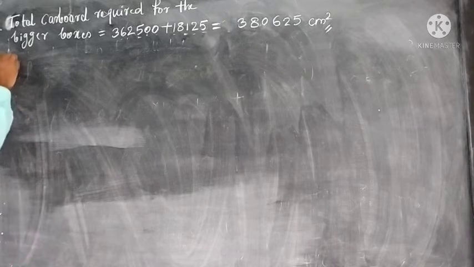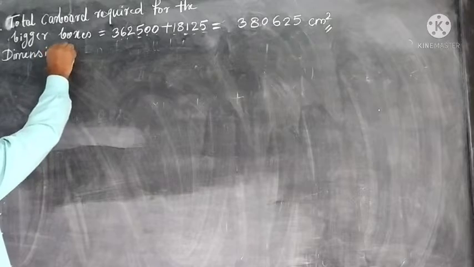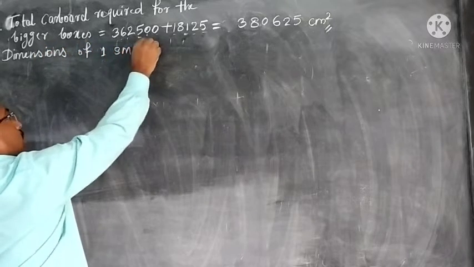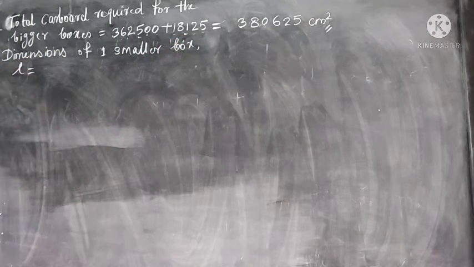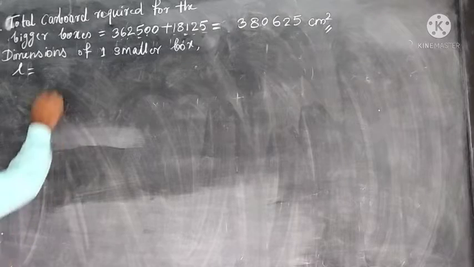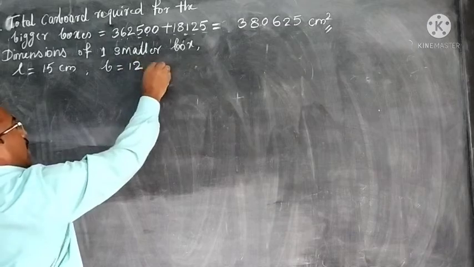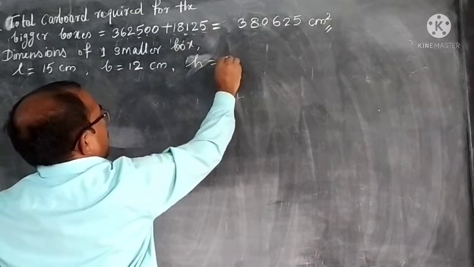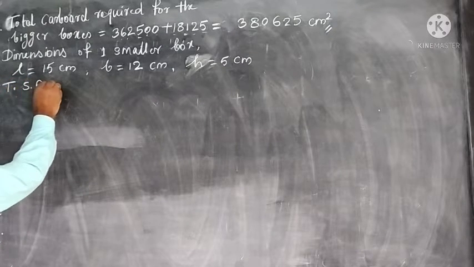Now smaller box also. So dimensions of one smaller box. We have length, breadth and height: 15 centimeter, 12 centimeter and 5 centimeter. Height is 5 centimeter. We will calculate then total surface area of one smaller box.